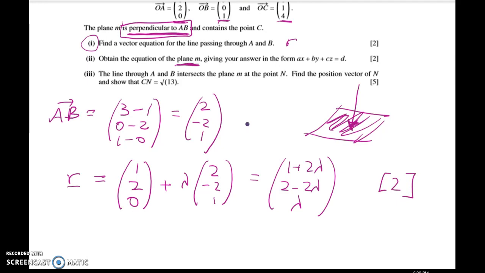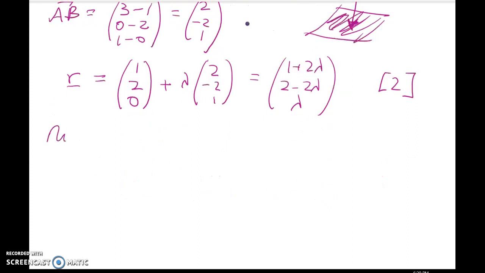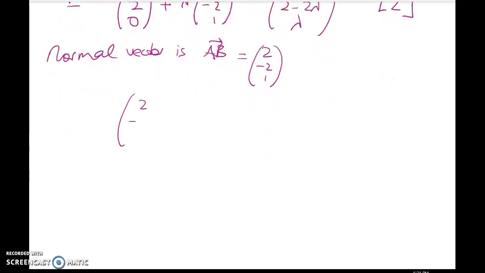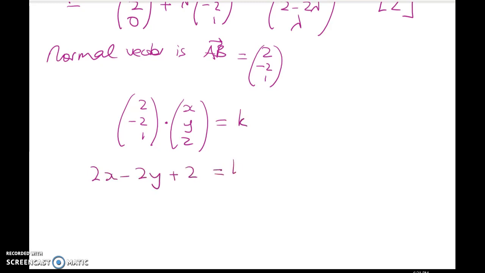Now we have to do the equation of the plane. So the normal vector is AB because the line and the plane are perpendicular. So that's (2, -2, 1). And that means that I can write my plane in this form: (2, -2, 1) dot (x, y, z) is equal to some constant. 2x minus 2y plus z is equal to k.